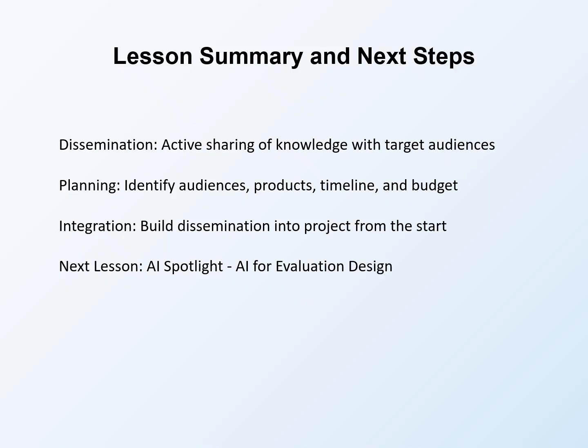Journal publication follows specific processes with long timelines. Start early if publication is expected. Dissemination timeline should distribute activities throughout the project rather than concentrating at the end. Early and ongoing dissemination maintains visibility and shares emerging lessons.